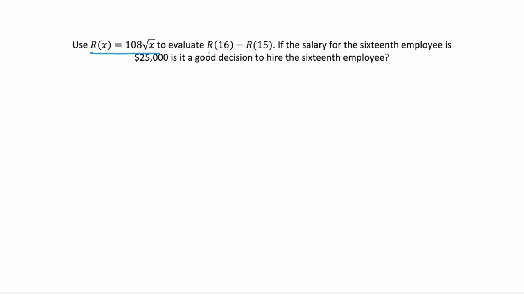Well, first we need to use that function, r of x, and calculate the revenue for the 16th employee and the revenue for the 15th employee. Then we'll know exactly how much that 16th person is earning for our company.